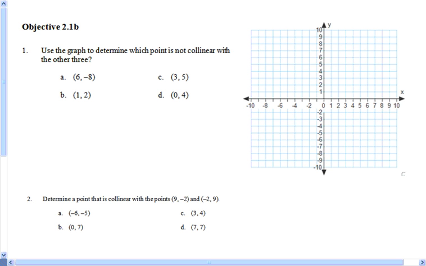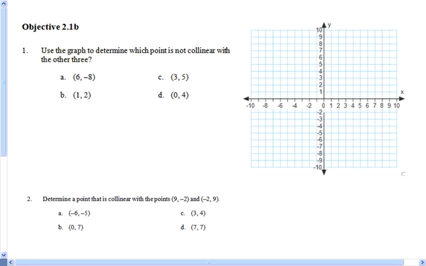All right, this is the relearn for objective 2.1b. Basically, this objective is whether you know what collinear means and if you can determine whether points are collinear. And the idea here is that collinear means they line up in a straight line.